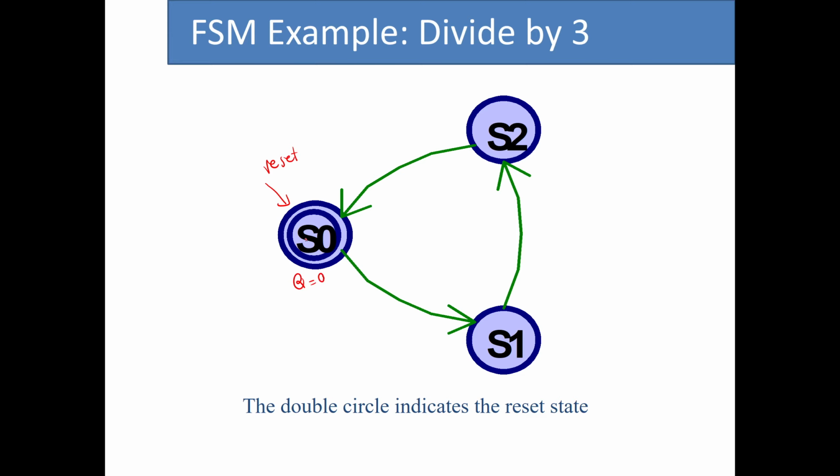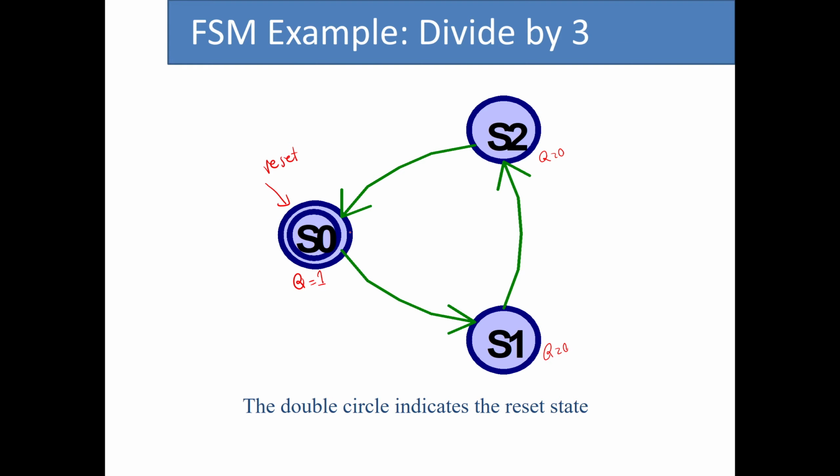Then on the next edge of the clock you go to state 1. Here the output is 1. On the next edge of the clock you go to state 1 and your output is 0. On the next edge of the clock again you change your state, you go to state 2 and your output is 0. Then on the next edge of the clock you go to state 0 again and your output is 1.